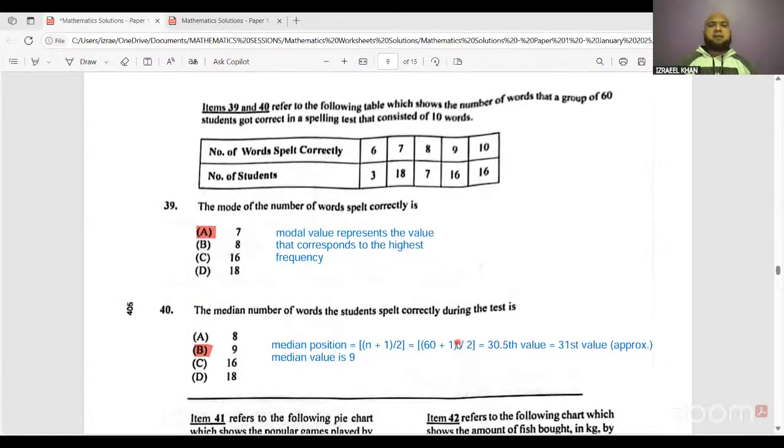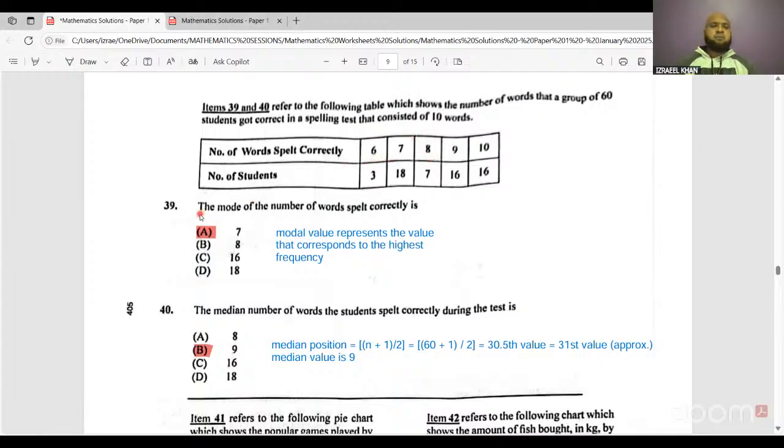So we're kind of done with the measurement section. We're going into statistics now. Looking here, items 39 and 40 have the following table, which shows the number of words that a group of 60 students got correct in a spelling test which had 10 words. So you know how many get 6 out of 10 words, 7 out of 10 words, etc.